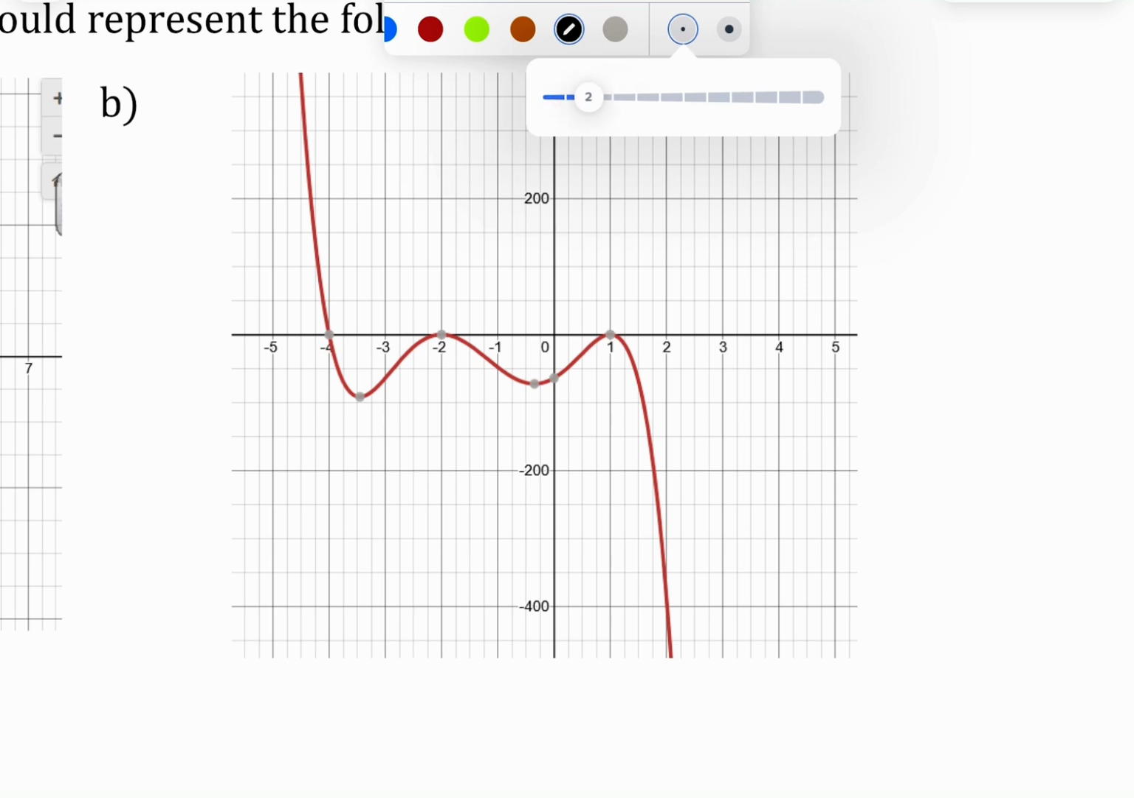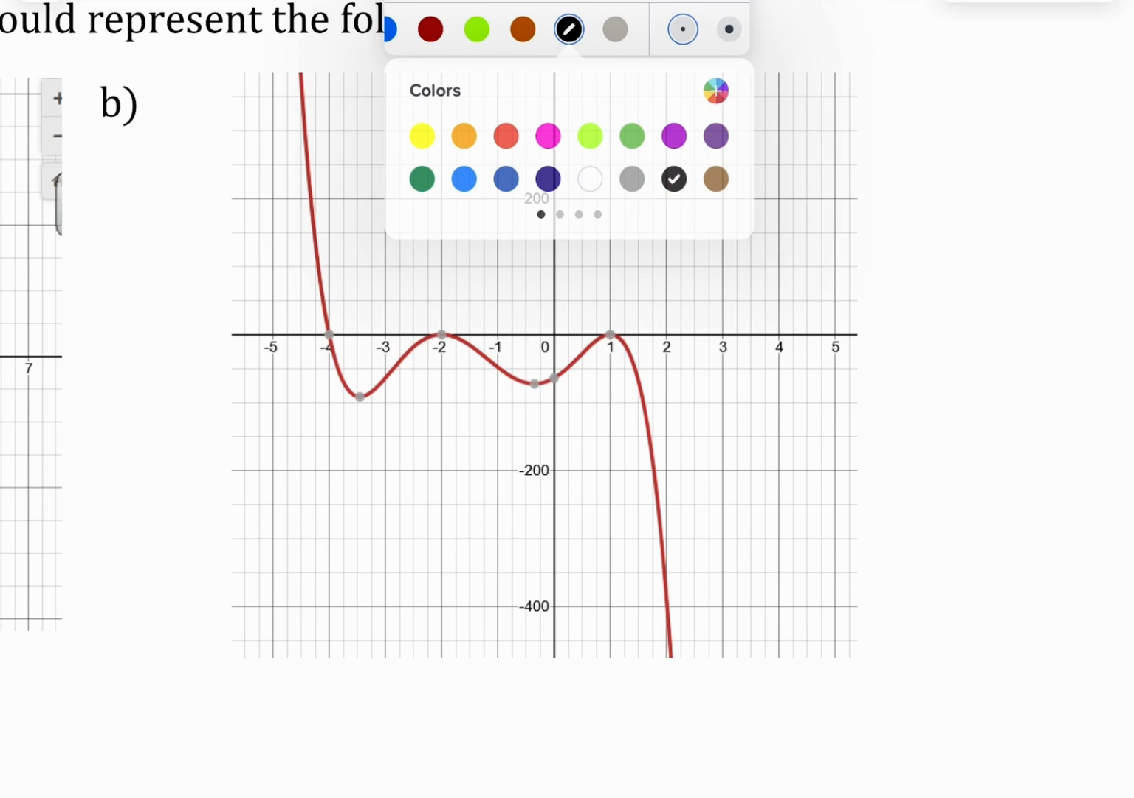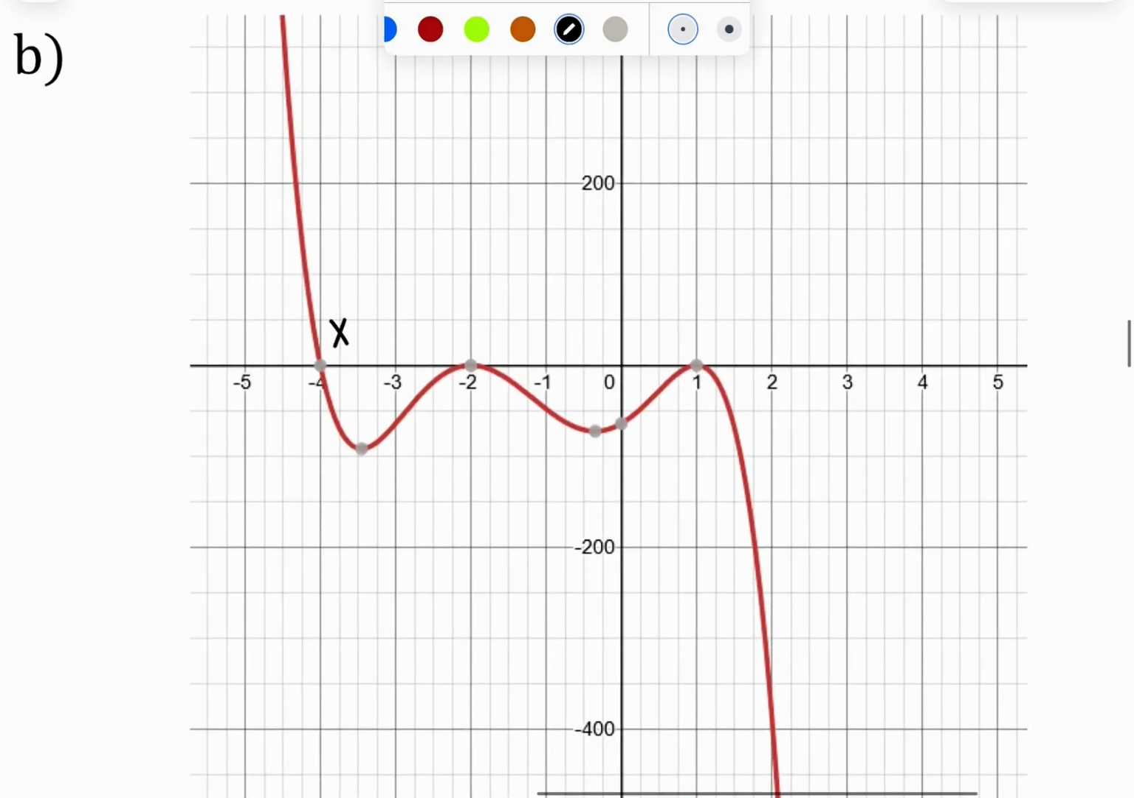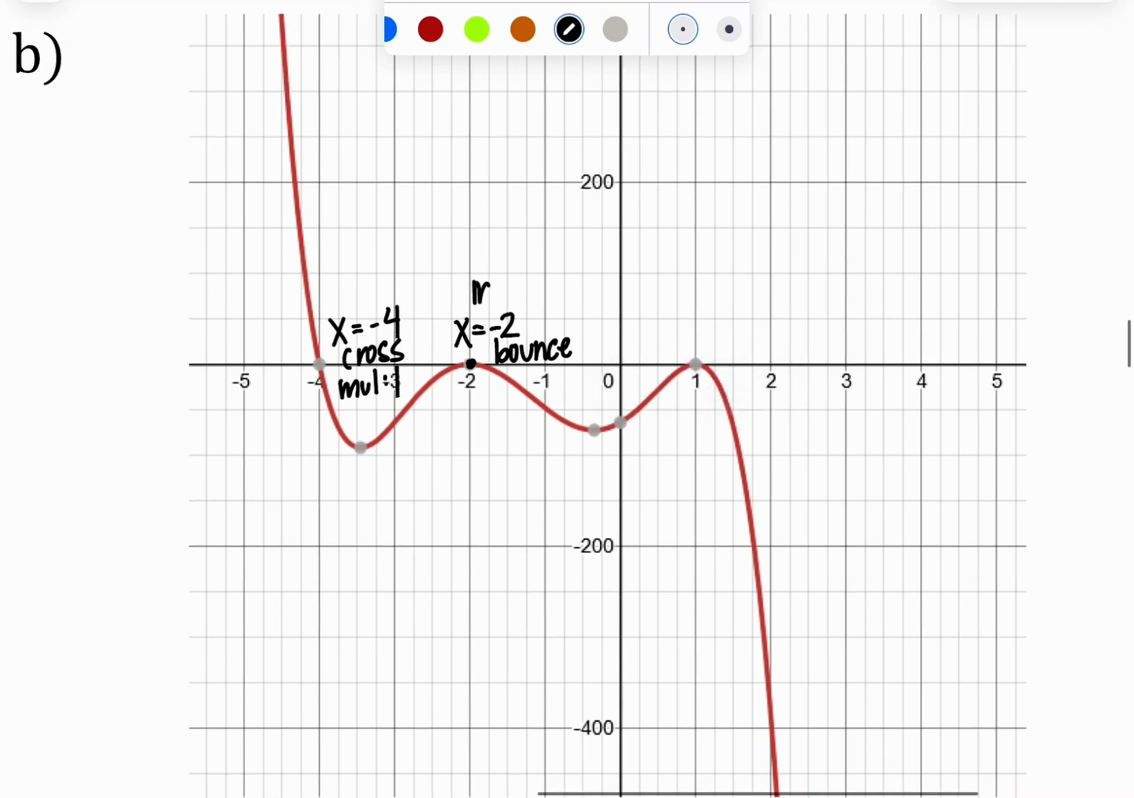Okay, looking at the same thing for the next one. This is at x equals -4. It's just crossing, so the multiplicity is probably just 1. At x equals -2, this is bouncing, but it's not creating a saddle, so the multiplicity is 2.